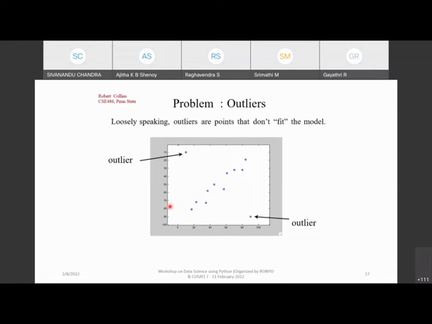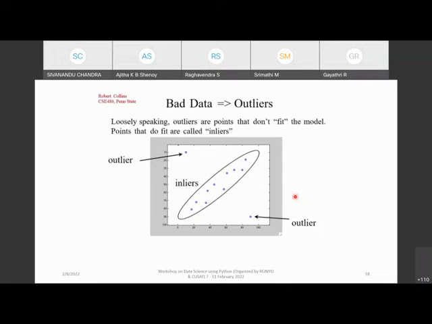So suppose the given data is in this way, and your aim is to fit a line for this particular data. Then the problem is with the outlier. Outlier means this particular point, if you consider, is far away from this set of data points. If you consider this, it is also far away from this set of points. So if you use the least square method, there is a problem that this outlier is going to affect the result of your least square fit. We will see that in the next slide.